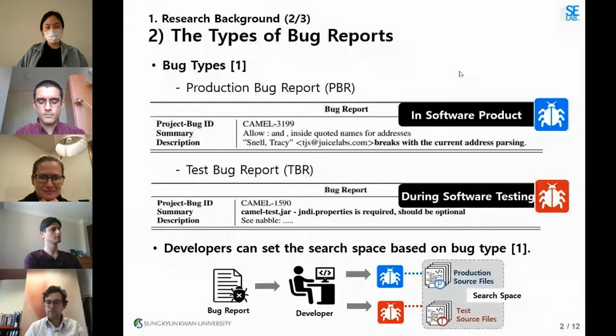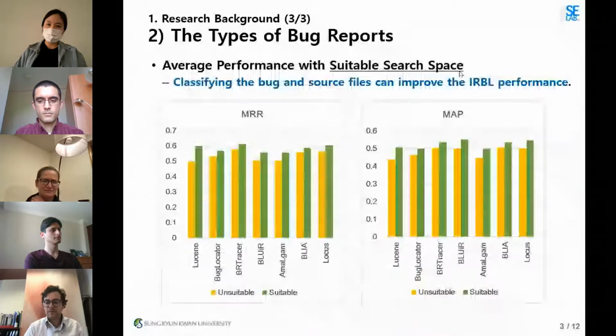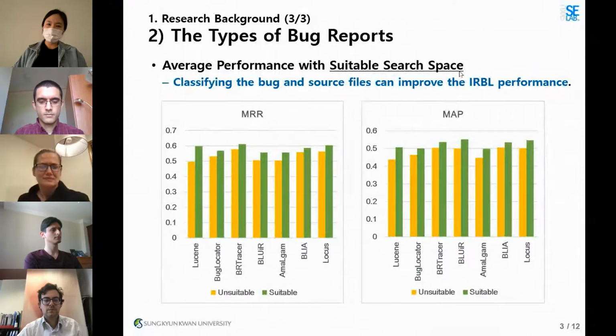If a bug report describes a production bug, a developer can choose only the production source files as the search space because production bugs are known to exist only in production files. Similarly, a developer may set only test source files as the search space for test bug localization. In our previous study, we found that classifying these bug types and such stable search space selection improves IRBL performance.